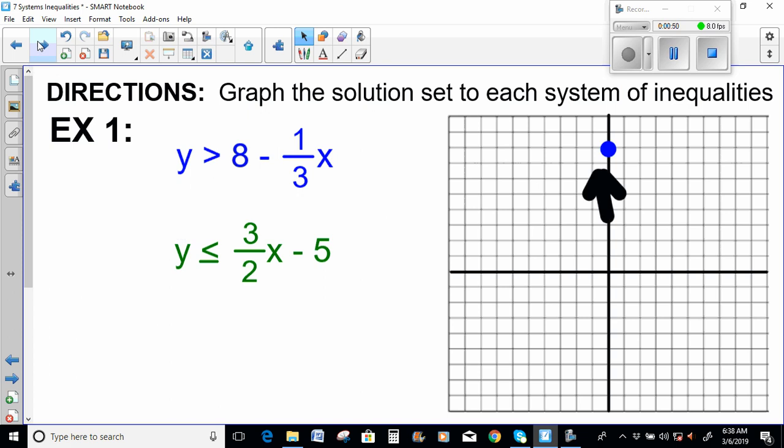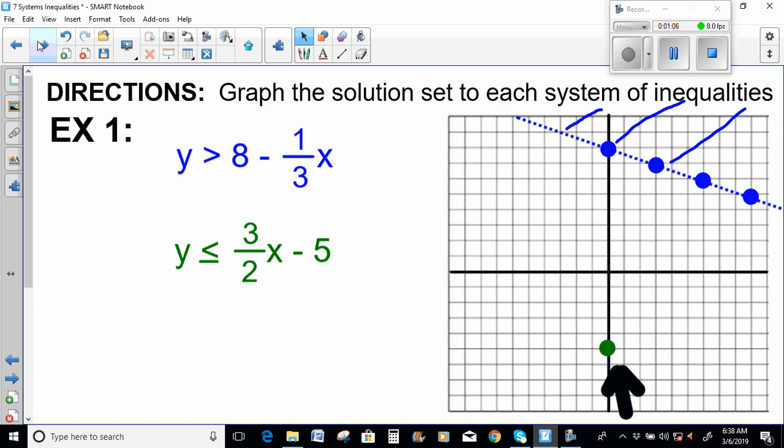So the first one, the blue one, we're going to start at a y-intercept of 8, and we're going to have a negative 1/3 slope. And it's going to be a dotted line. And then we're going to shade above the line for this inequality. So there's the solution set for the blue.